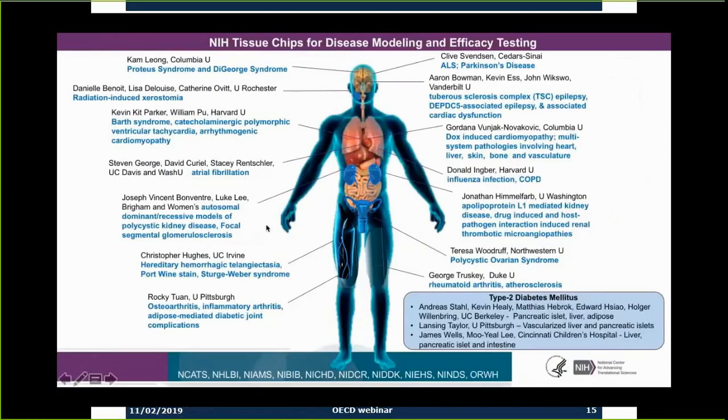So this is a slide showing all the different chips being developed now for disease modeling for various conditions, anywhere from cardiomyopathies all the way to lung disorders, polycystic ovarian syndrome. So there's a number of projects that are looking at liver and chip multisystem pathologies, and also looking at, for example, type 2 diabetes, where the liver on a chip is hooked up with the pancreatic islet cells, with adipose tissue, or with a GI system, as a way of multi-organ integration to model type 2 diabetes.